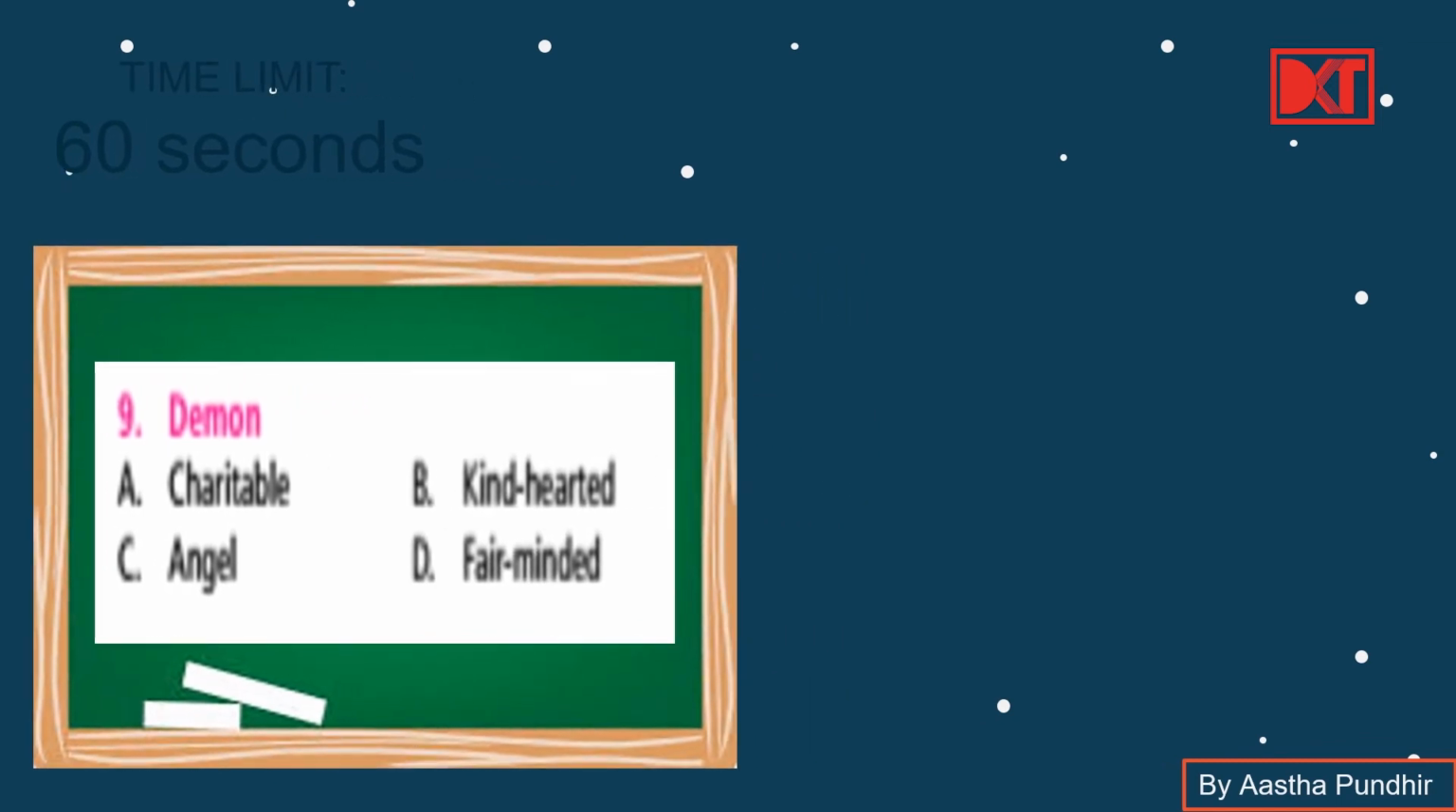Okay, next up we have demon. Here the options are charitable, kind-hearted, angel and fair-minded. This one's pretty easy. The correct answer is angel. Angels and demons. Other words are also similar to angel, being angelic qualities like charitable, being kind-hearted, being fair-minded. But the direct antonym of demon is angel.